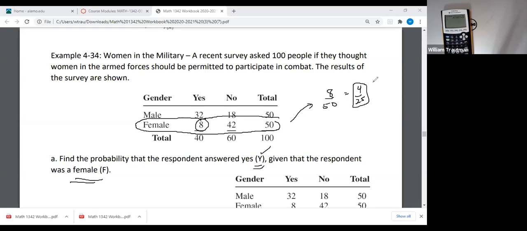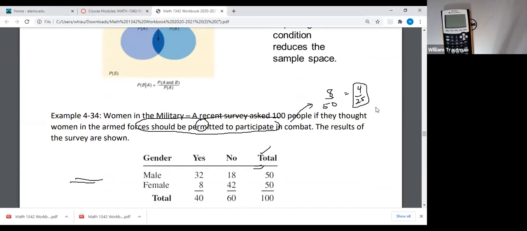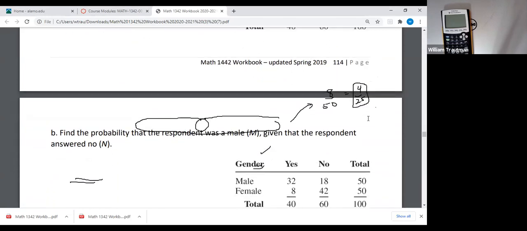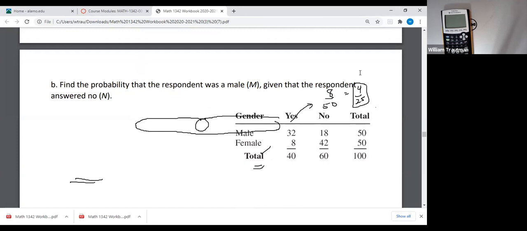All righty. So that given means we're just looking at those people. I mean, we can go back up. Let's look at this one.